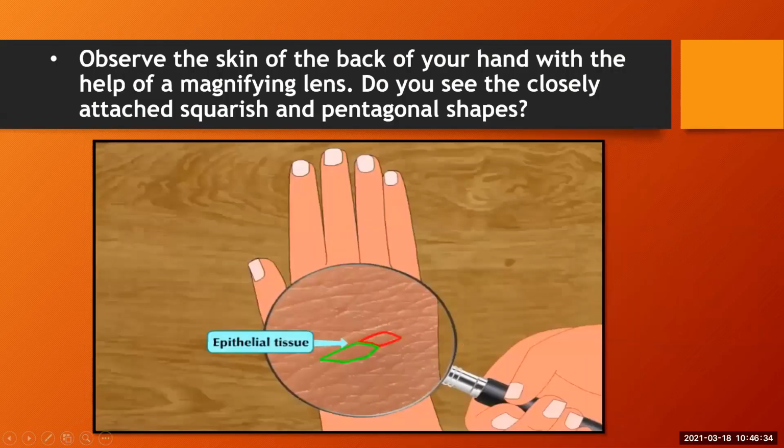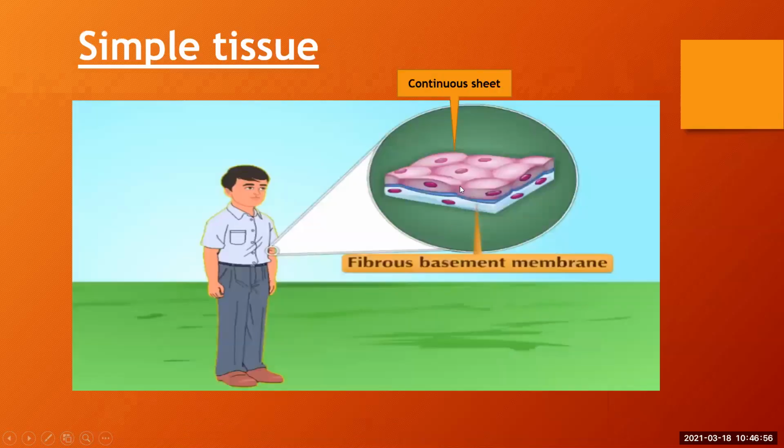Now, have you observed the skin of the back of your hand with the help of a magnifying lens? Do you see the closely packed squarish and pentagonal shapes? You can see here, these are the pentagonal squarish shapes. Epithelial tissues are present throughout the body on the skin, as skin is made up of epithelial tissue. There is a continuous sheath of squarish cells below which the fibrous basement membranes are present.